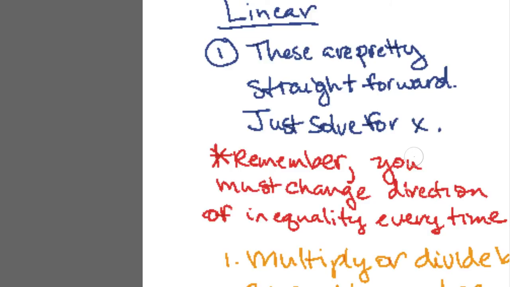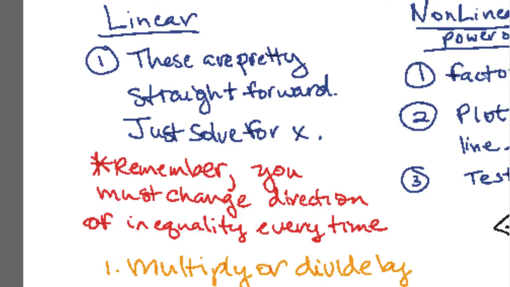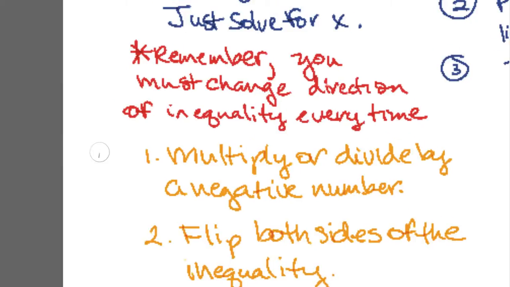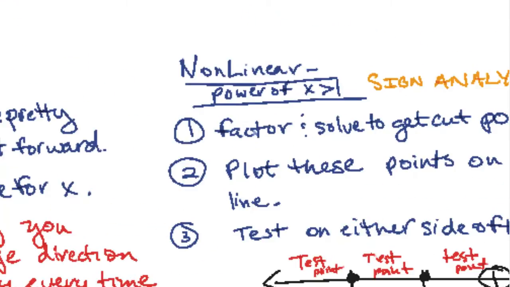Make sure that you remember whenever you either multiply or divide by a negative number, or if you flip both sides of the inequality, you have to change the direction of the sign. So in other words, less than should become greater than, or greater than should switch to less than, whatever it is. Okay, just change the direction.